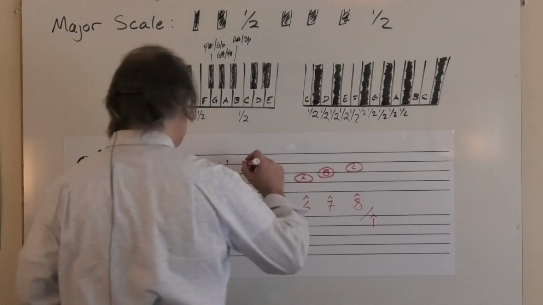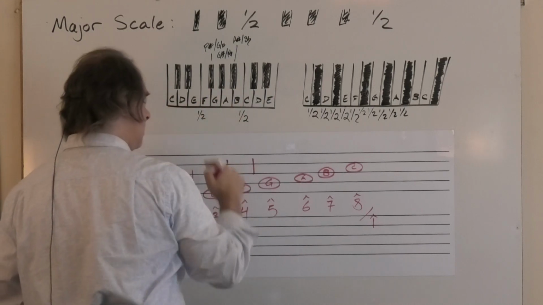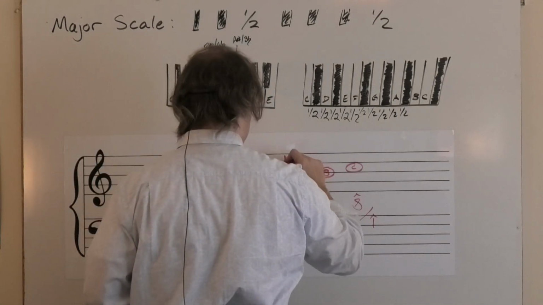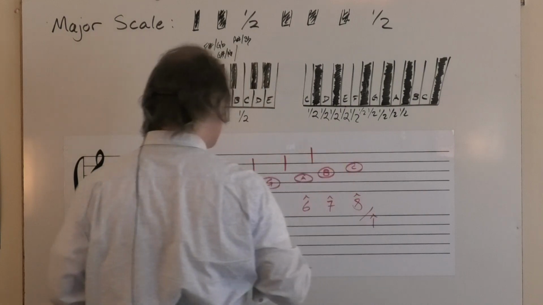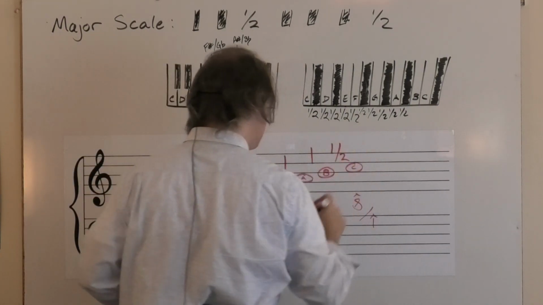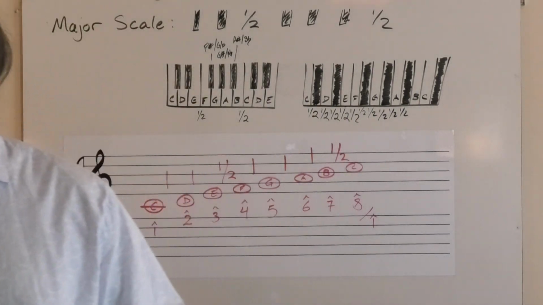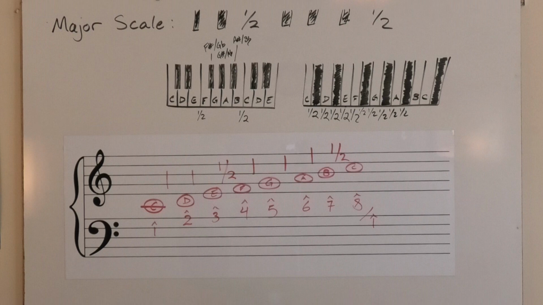Between F and G, you do go through a black key, so that's a whole step. Between G and A is a whole step. Between A and B is a whole step. And then B and C, which we already had, is a half step. You say, well, we already had C. Why are we counting it again? Well, because we're counting the interval going from B to C.